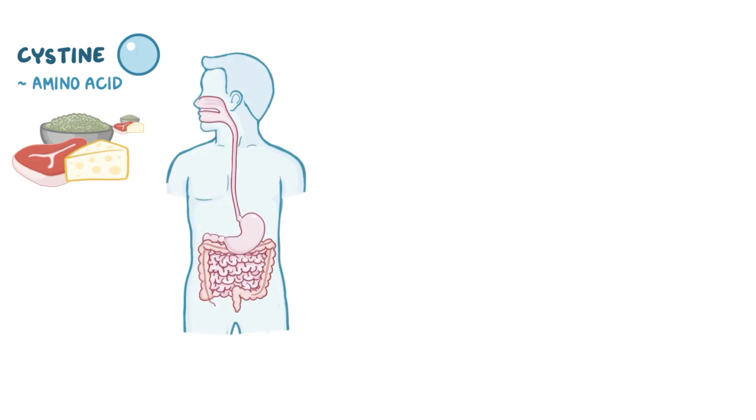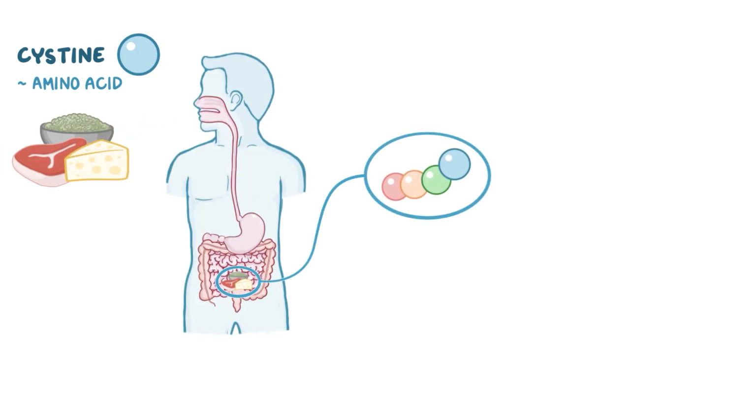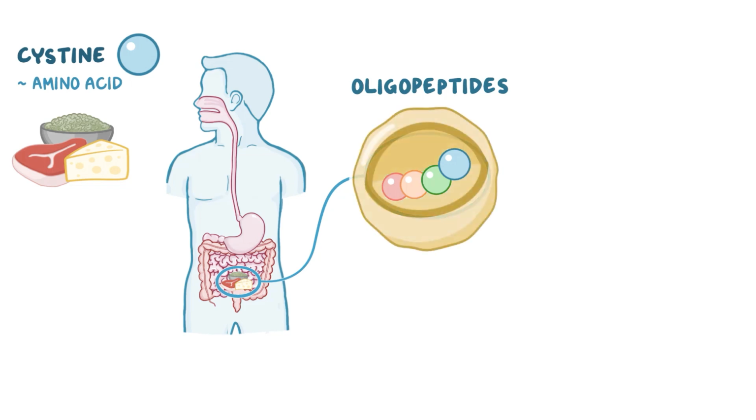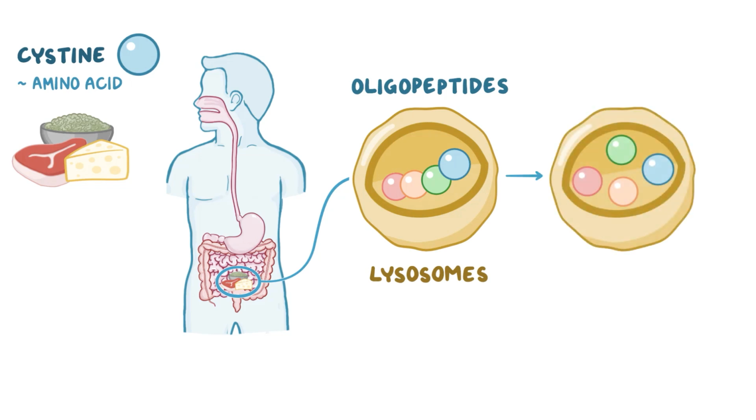Cystine is an amino acid that comes from our diet. So when food travels through the stomach and intestines, the proteins within are broken down into tiny fragments called oligopeptides, or small strings of amino acids. Turnover of muscle, bone, and other parts of the body provide another source of protein that can be broken down into oligopeptides. Many of these oligopeptides end up in specialized vesicles called lysosomes, found inside all of our cells. Here, they are further broken up into amino acids like cystine.